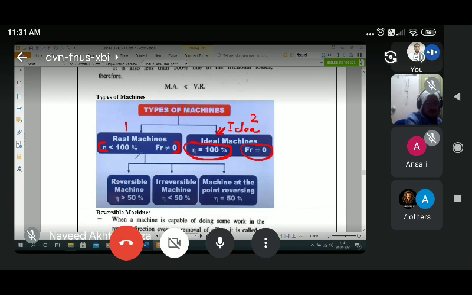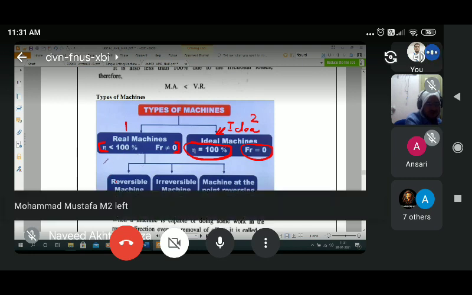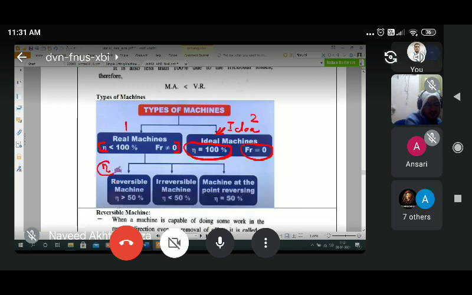Now, based on the value of efficiency, that is the eta value, the real machines or actual machines are divided further. The reversible machine means when the efficiency is greater than 50%, then the machine is said to be a reversible machine.